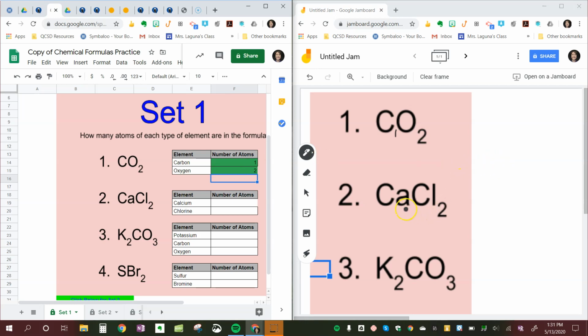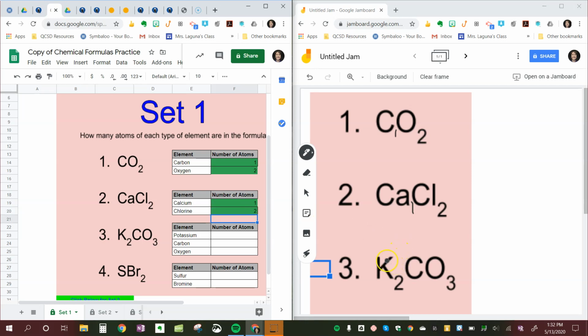Calcium chloride. Notice that calcium doesn't have a subscript, which means the subscript is 1. So now we know that calcium, there's 1, and chlorine, there's 2. So we're going to go over here and put a 1 and a 2.